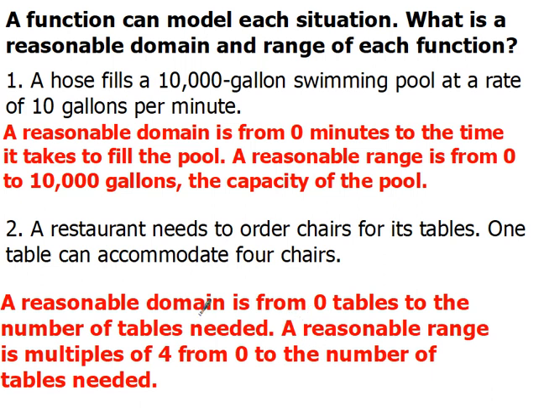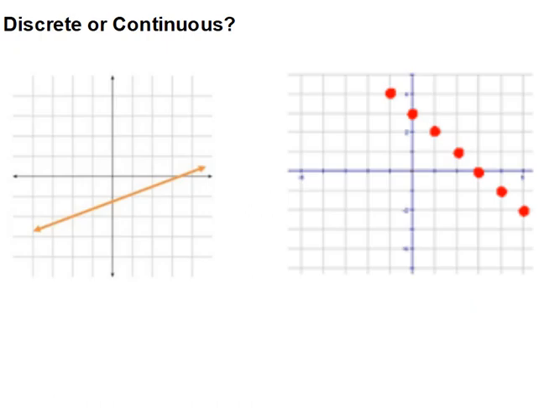So a reasonable range is multiples of 4 from 0 up to the number of tables needed, because we're not going to put 2 chairs at a table. So the reasonable range would be like 4, 8, 12, because depending on how many tables I have, that's going to determine how many chairs I have. But it's going to be in multiples of 4. Okay, and that's it. So these ones take practice, so don't stress about these too much.